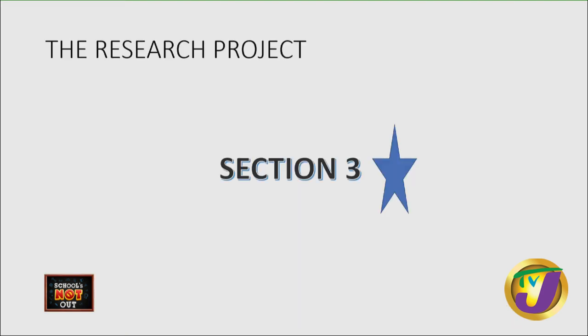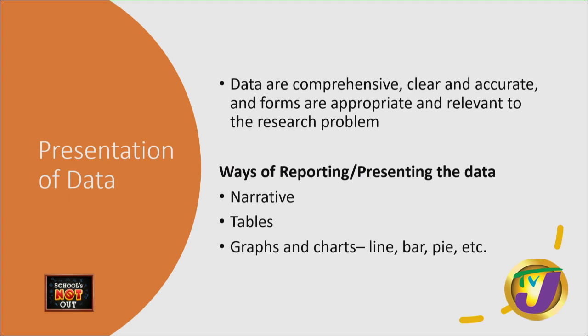All right, move on to section 3. Here we're looking at data, and we said data are comprehensive, clear and accurate, informed, and appropriate and relevant to the research problem. Now, there's no point in collecting the data but not presenting the data. I've seen people with SBAs and I say, so where's the presentation of the data? You collected the data, but I need to see how that data is presented. So we have narrative, tables, graphs, charts, and so on. I'll show you examples of each of them.